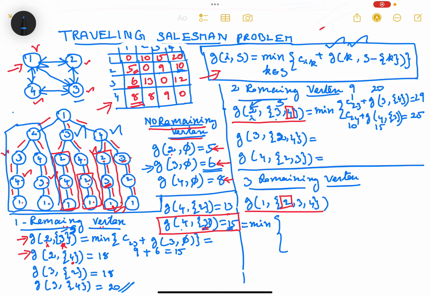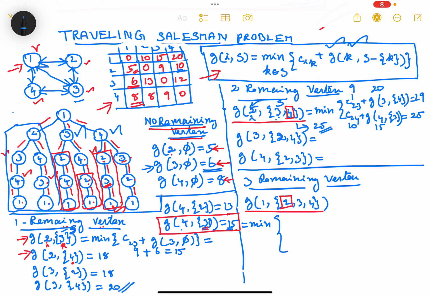Okay. So, what is G of 2, 3, 4? Among these two values, we have to choose the minimum. Which is minimum? 25 is the minimum. So, your G of 2, 3, 4 is equal to 25. Length of the shortest path from vertex number 2, city number 2, to the starting city 1 is what? It is 25. Okay. So, after visiting 2, what is the next city to be visited? Among these 3 and 4, 4 is the next city to be visited. Okay. So, in that way, we found this value.